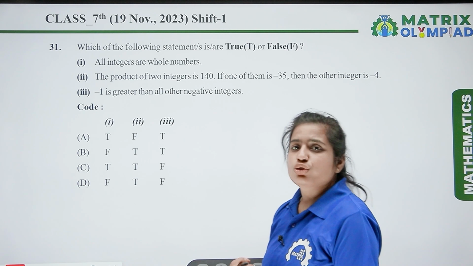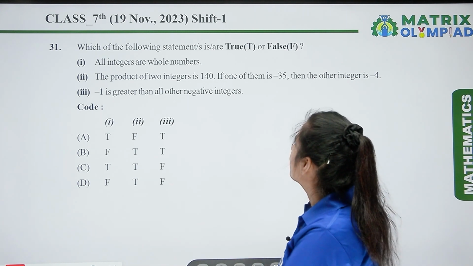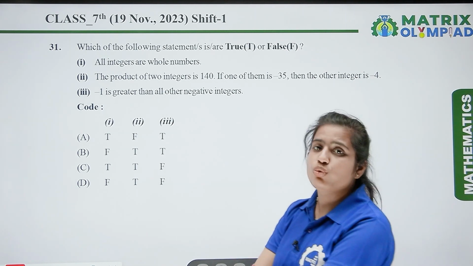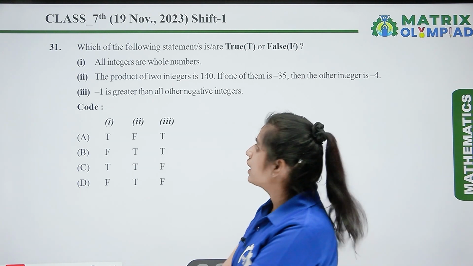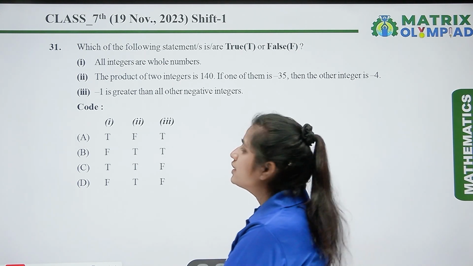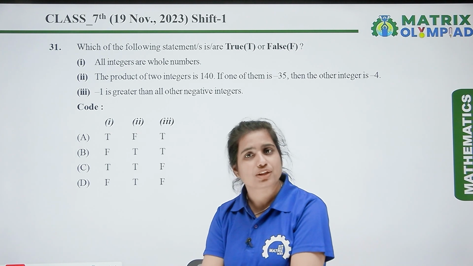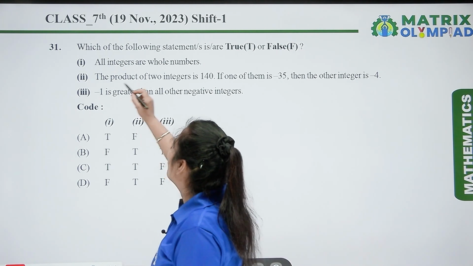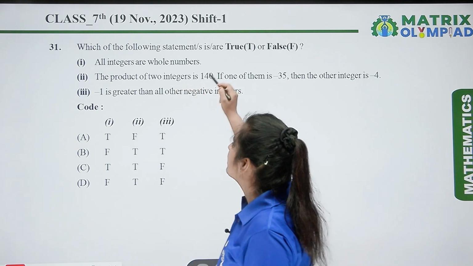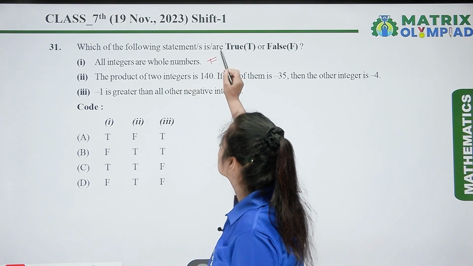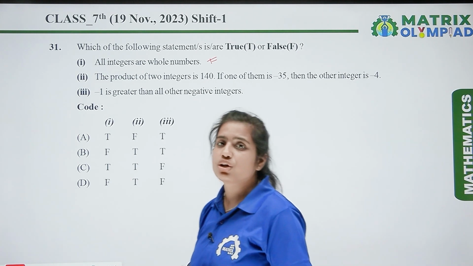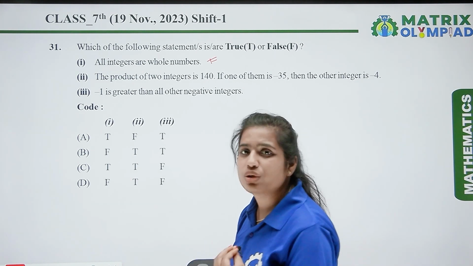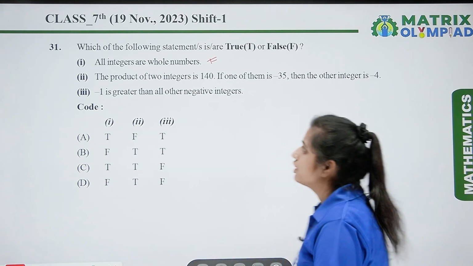Now the next question is question number 31. Which of the following statements is true or false? In this question we have to find out which statement is true and which is false. Let's start with the first statement: all integers are whole numbers. The statement is false. All integers are not whole numbers, because whole numbers are positive.